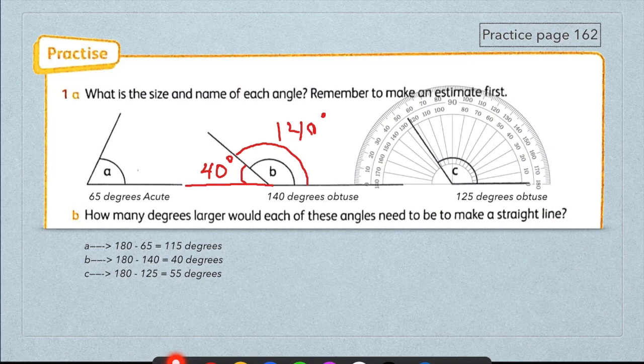Following it for the other angle, C, we're going to have 180 minus 125, as I have it here. So the answer is going to be 55 degrees. So actually this angle is going to be 55 degrees in order to reach the straight angle. Moving to the other question.